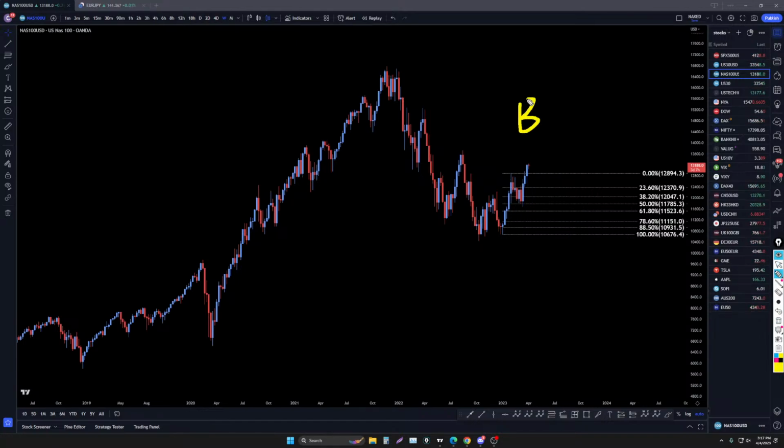I do think it's a wave B, and I do think there's a good chance it will eventually turn down. But if it doesn't turn down, I'll be looking for longs on the shorter time frames anyways. So it really doesn't matter.